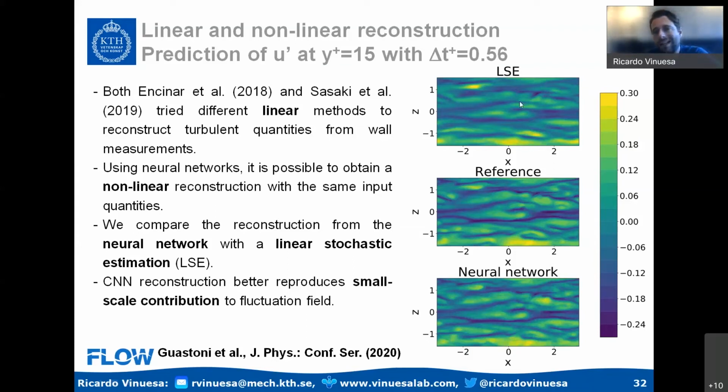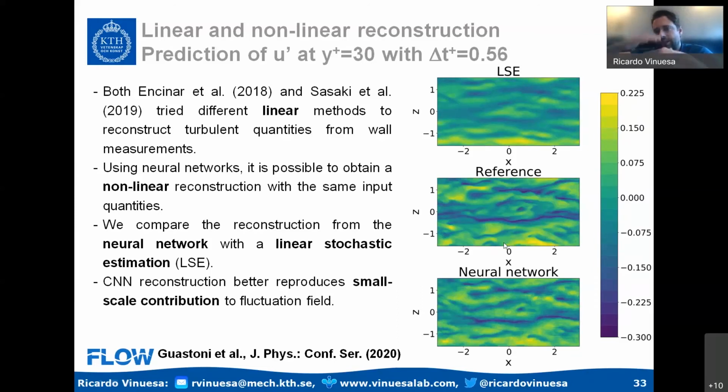At the top, I have a linear method, the linear stochastic estimation, and at the bottom, I have a non-linear method, which is the convolutional neural network. What we can see is that the neural network predicts much better. The linear method is attenuated and very smooth, because it cannot account for the non-linearities, it cannot account for the modulation effects in the flow, which can be accounted for by the non-linear model. So we get not only the streaks and their distributions, but also the details of the modulation effects on those streaks that are present in the flow when I am using nonlinear methods.